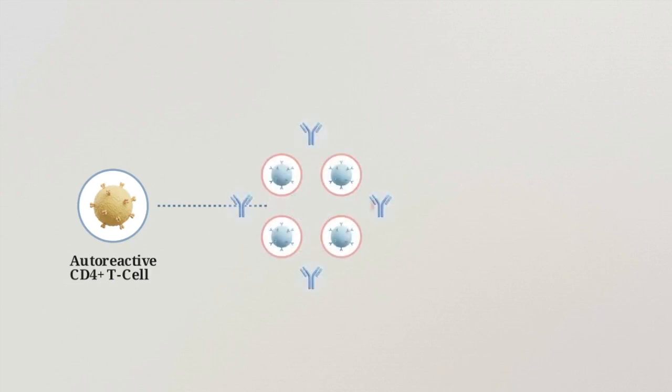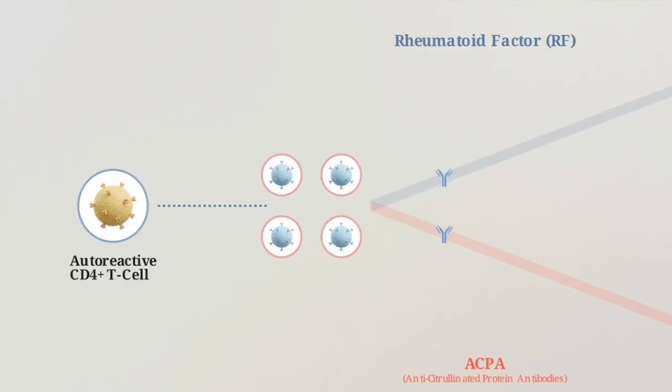In this flowchart, we trace the consequence of T cell activation. The glowing autoreactive T cell extends a chemical signal, activating a neighboring B cell. The B cell differentiates, manufacturing millions of Y-shaped autoantibodies. These include two specific proteins, rheumatoid factor and anti-citrullinated protein antibodies, or ACPA.